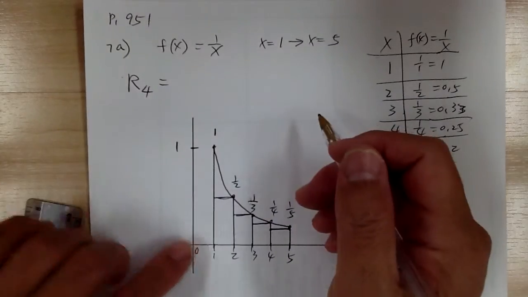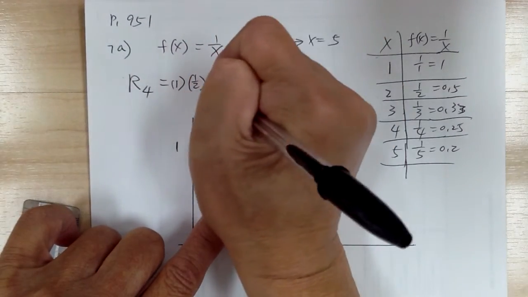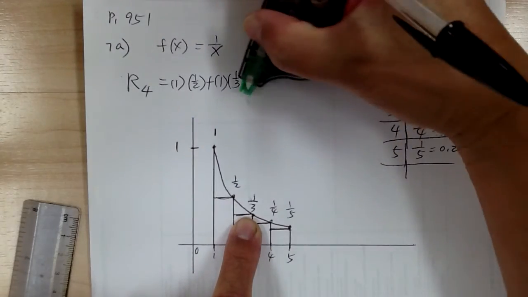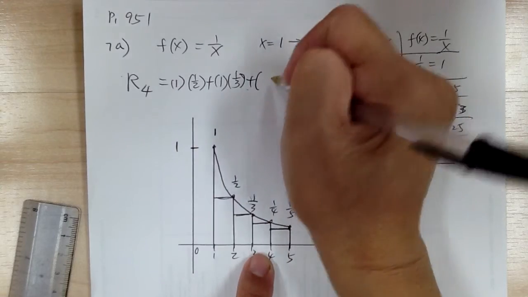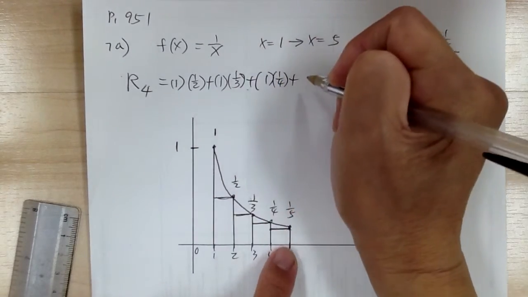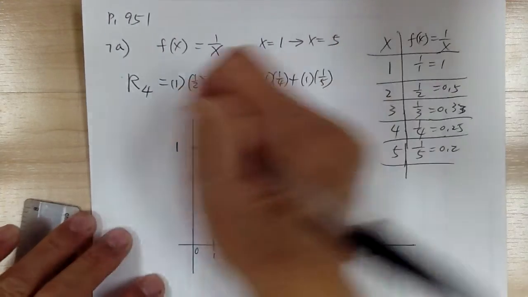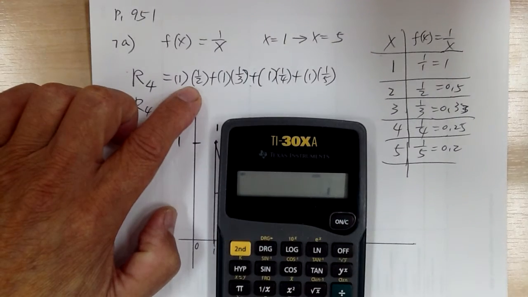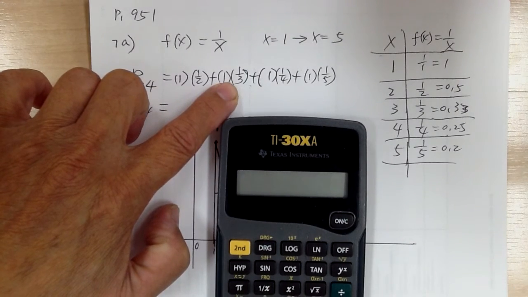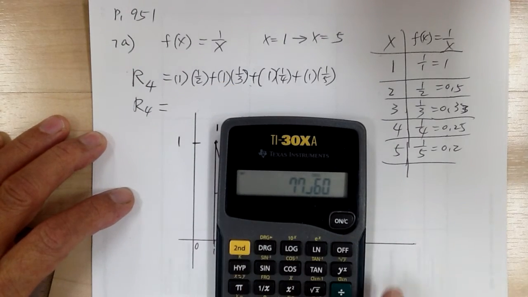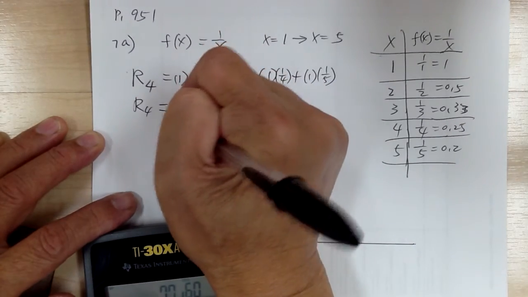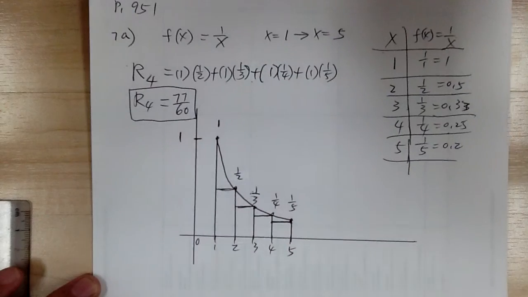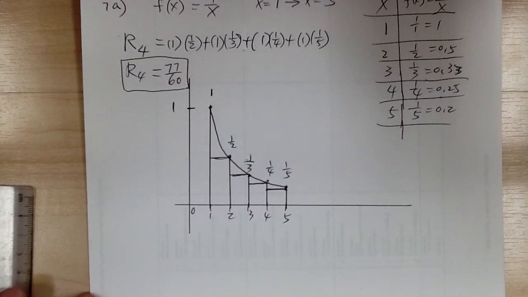Okay, so R4, the first strip is over here. So base is 1, the height is 1/2. Second strip over here, the base is 1, the height is 1/3. The third strip, the base is 1, and the height is 1/4. And the next strip, the base is 1, the height is 1/5. So R4 equal to, get your calculator. Okay, so you get 77/60. Okay, and that's it. So again, that's 7A. We're not gonna do the B. So you can do the B on your own.